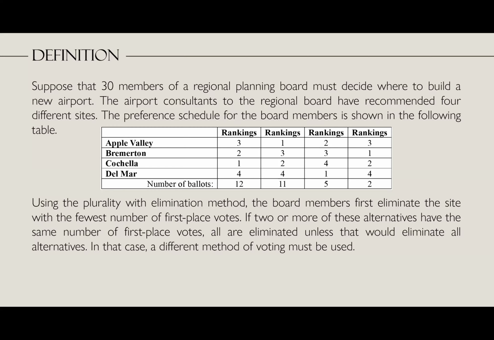So I should look at this table first off. Let's look at our preference table. How many first place votes does each city have? Let's see, Apple Valley, if I go down the row, first place votes, it looks like it has 11 total. Bremerton has one column with first place, or 2 votes. Coachella has a first place with 12 voters. Del Mar also has a first place with 5 votes.